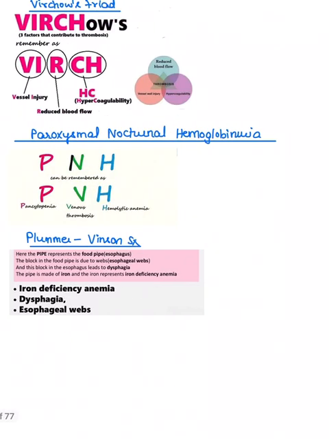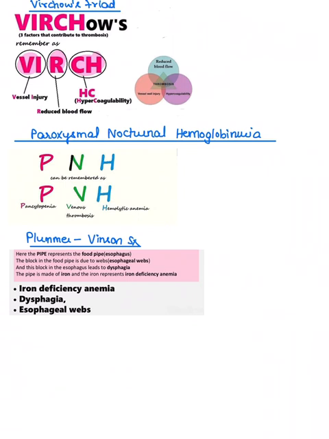Now coming on to the Virchow triad. There are some factors which contribute to thrombosis. So how will you remember it? V is for vessel injury, R is for reduced blood flow, and if you do the opposite of stasis, it becomes hypercoagulability. So these are the factors that contribute to thrombosis.